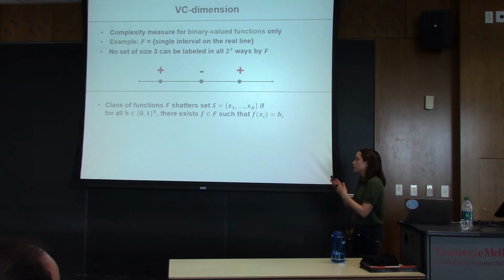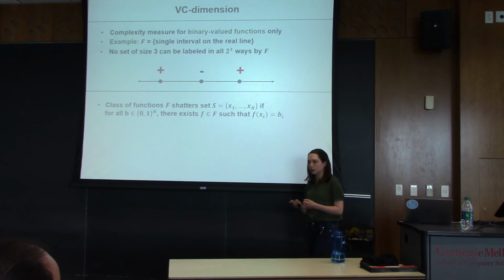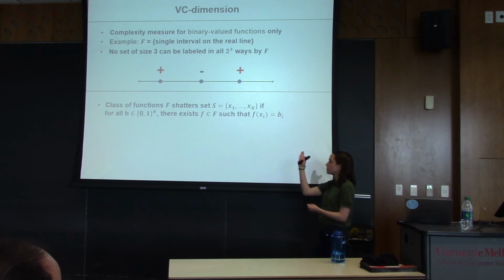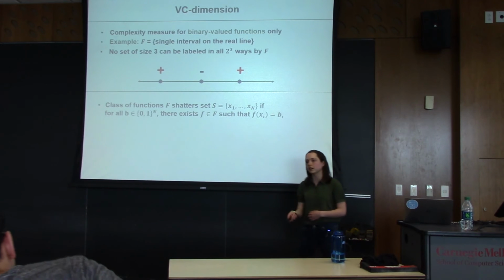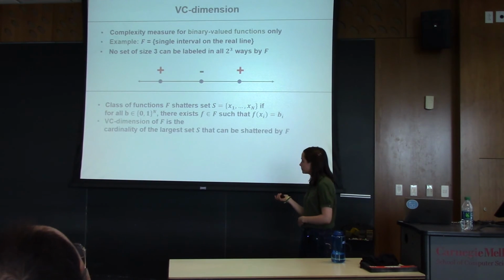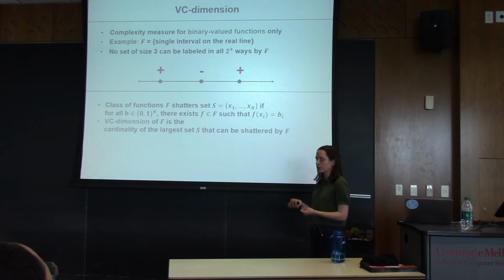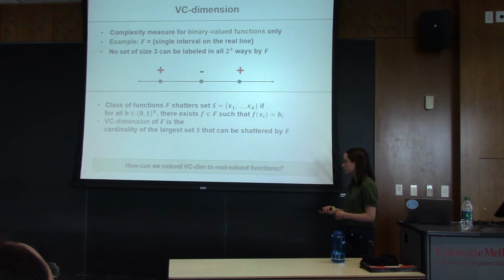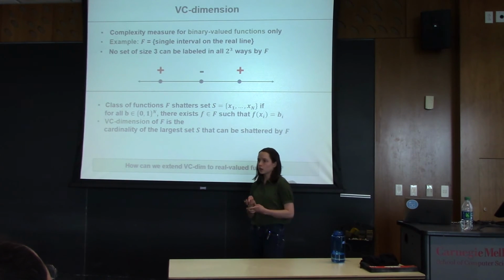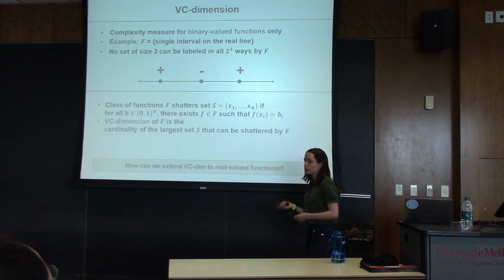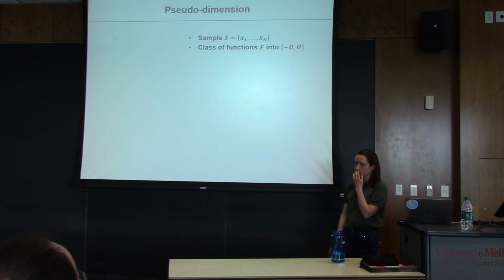Formally, we say that F shatters a sample S if for all binary vectors of length n, there exists a function in my class that labels the sample in that way. And VC dimension is just the cardinality of the largest sample that can be shattered by F. VC dimension gives us great sample complexity bounds for binary valued functions, but our revenue functions are obviously real valued. So how can we extend it?